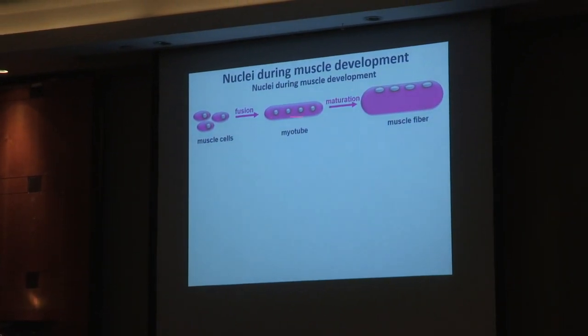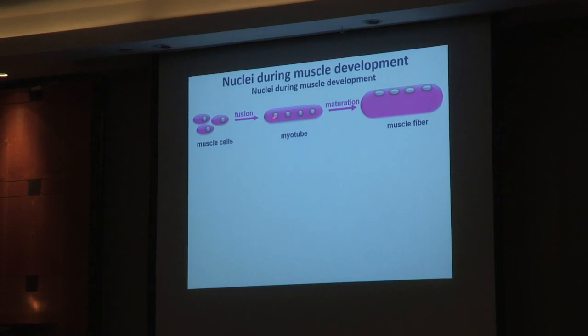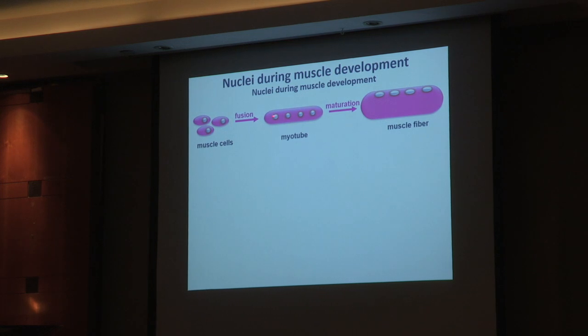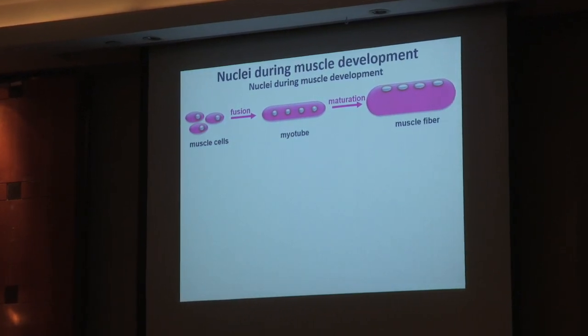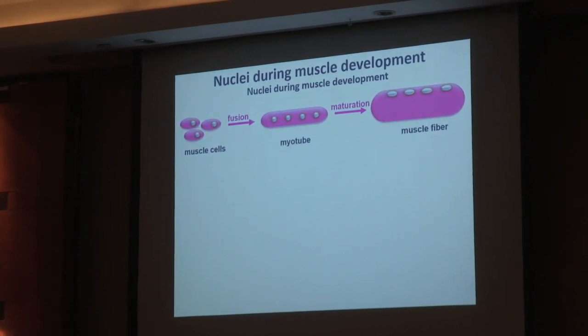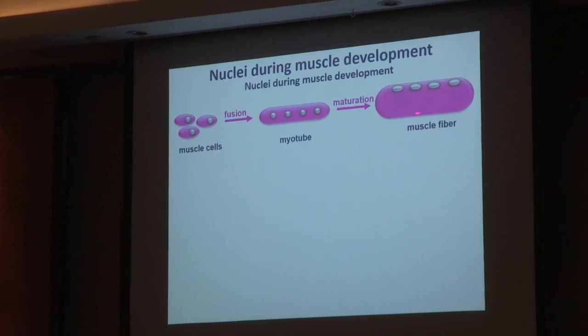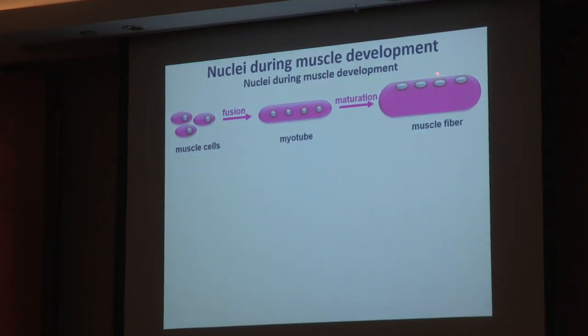So this is here the myotube. And in this myotube, we have lots of nuclei because all of these cells fused. And they are evenly spaced, and they are in the middle of the muscle fiber. And then there is a next step, it's the muscle maturation. And during the muscle maturation, the muscle fiber gets bigger, and these nuclei move to the periphery. We don't know exactly why, but they move to the periphery.